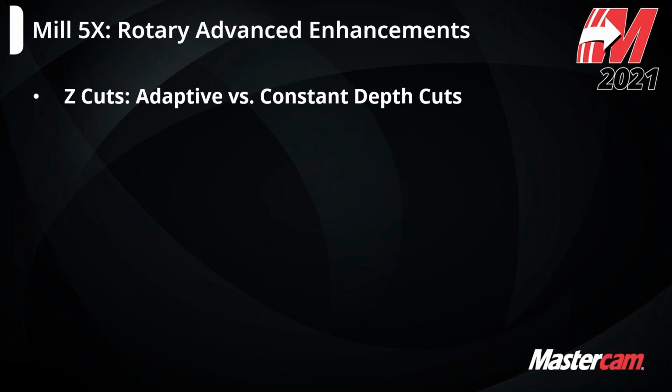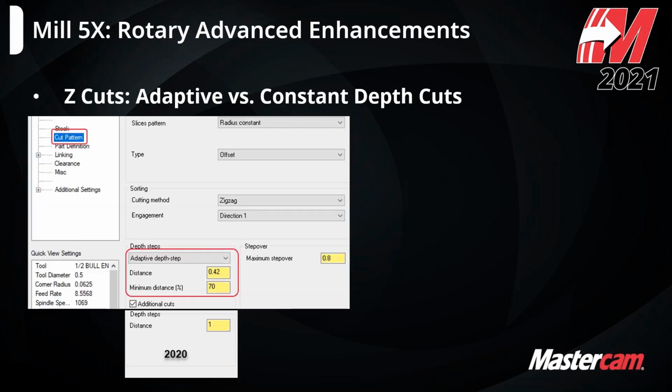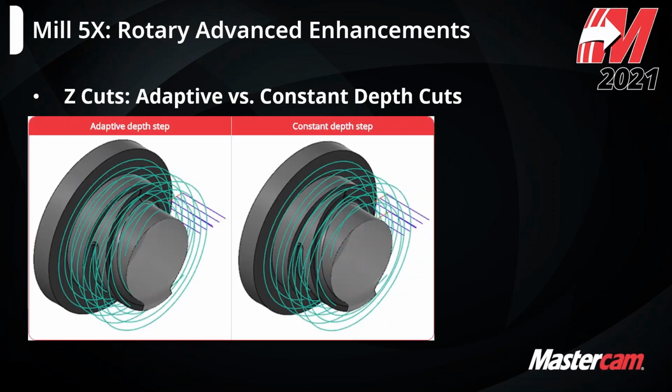One I didn't mention in the last webinar, kind of a smaller update and a toolpath that might not be used all that often, but for anyone with a fourth axis CNC who does rotary parts, we now have adaptive versus constant depth cuts for the rotary advanced toolpath. You'll see there in the little screenshot I have below, in 2020 you just had the distance of what your depth step would be, where now you can set your distance, but you can also set a minimum distance based off of that as a percentage. So in the example here, my minimum step over is 70% of that 42 that I defined as the depth step. So it will adjust that based on the geometry of the part.